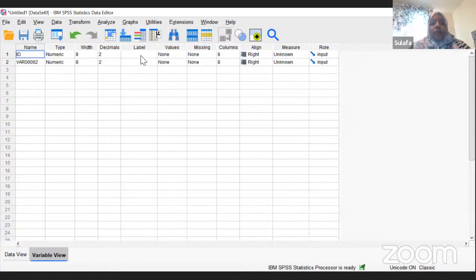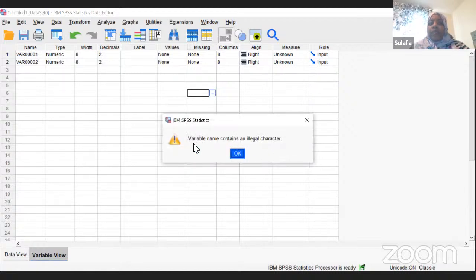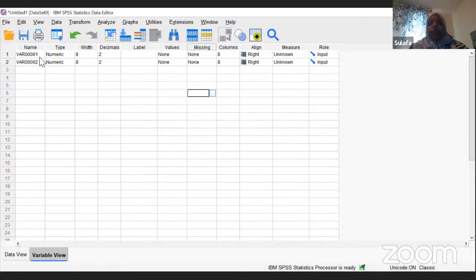So if now I want to write ID and I put a space, like "I D", and go for this, SPSS will give us a notification: your variable name contains an illegal character, so you should change it. And automatically it will return the variable name to the default. So we can write here ID, and if you see, automatically it will set the type for this variable. So it's numeric, but you can change that.